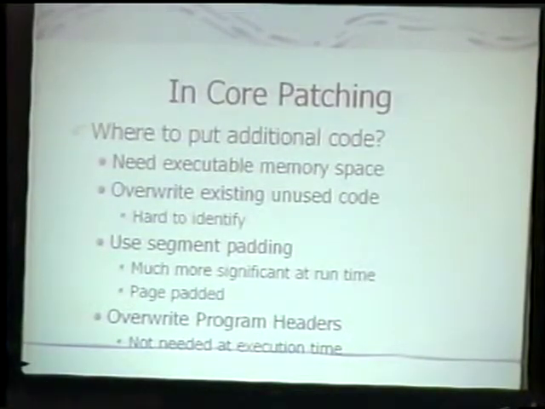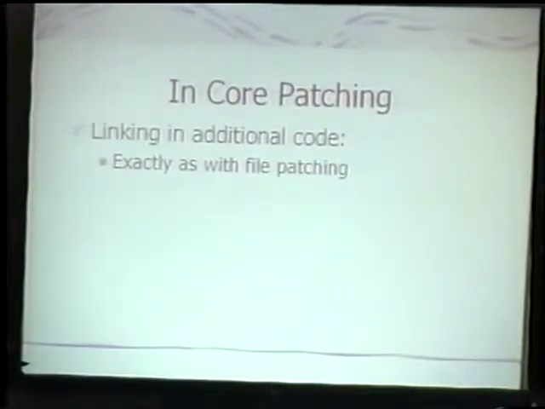One other option, which is weird but could actually be interesting to some people: you know how I said that there's the P header segment, which contains the program headers at runtime, but it isn't actually needed. For some reason, most compilers mark that segment as executable, and they put it inside an executable segment, so you can actually overwrite the program headers at execution time, because they're not needed, and just use them. So they give you a little bit of space if you're desperate. And linking in the additional code works exactly as you did with file patching. So basically it's very much like file patching. You just have different requirements for finding space inside the remote process.